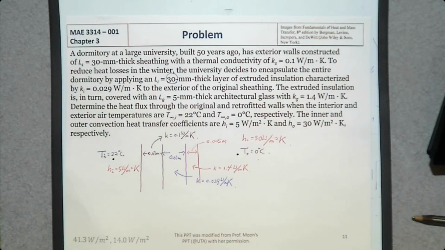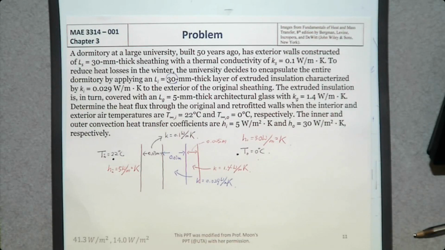Here we have air, here we have helium. No, they are both air, right? Then why is one greater than the other? Why is the convection heat transfer coefficient of the air outside 30 and the same thing inside only 5? Because the air inside is quiet, free convection. The air outside is windy, so it's going to be forced convection, right?